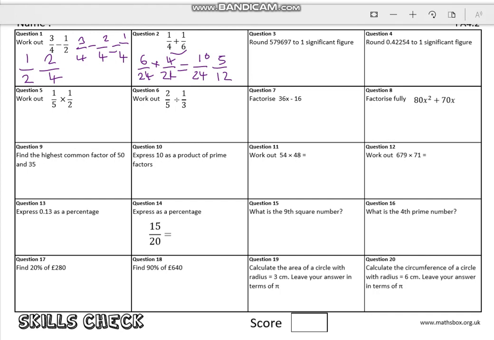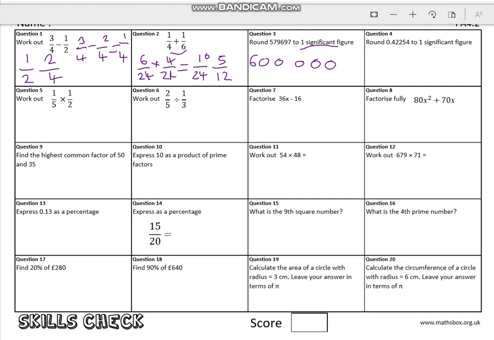Now the next one says round this very long number, 579,697, to one significant figure. So one significant figure in this case would be the very first one. So we would have a 5 as our first one, but our second number is obviously above 5, so therefore that rounds the first one up, so it would go to a 6, and then we would have the rest as zeros, so it would become 600,000.